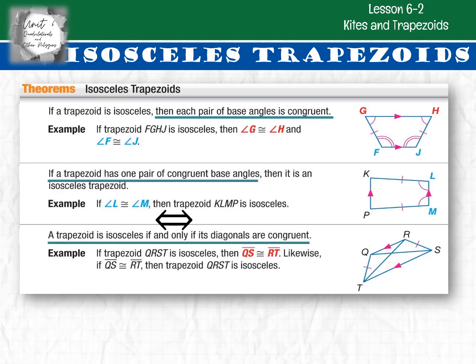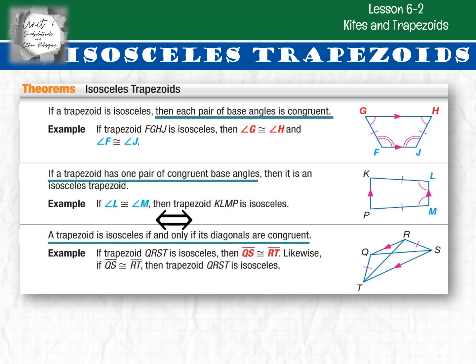A trapezoid is isosceles if and only if, there's a symbol for it, that is a biconditional statement. So a trapezoid is isosceles if and only if its diagonals are congruent. So if we know it's a trapezoid and we know the diagonals are congruent, then it's isosceles.